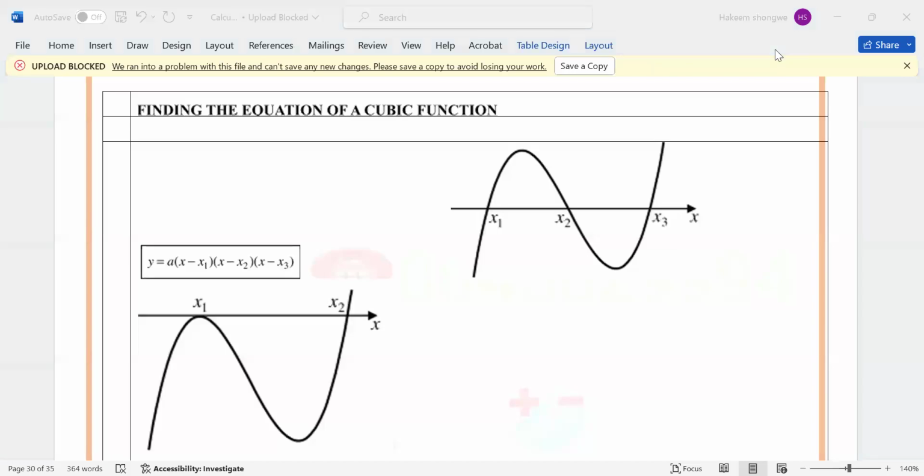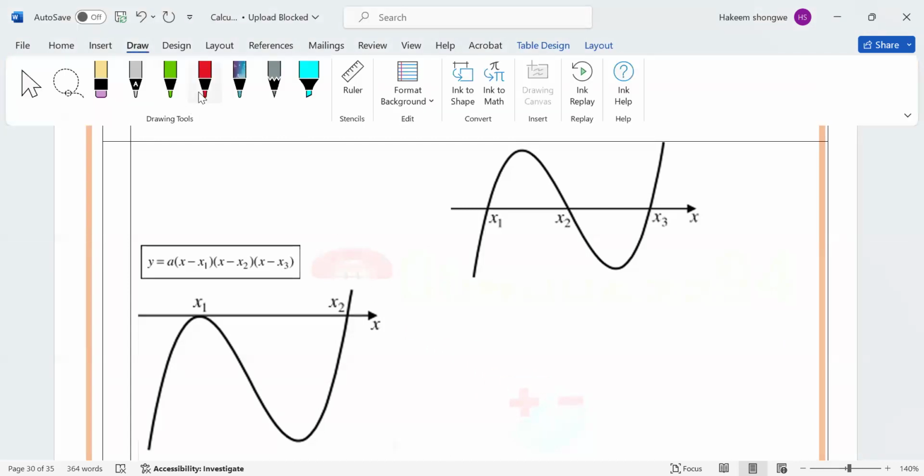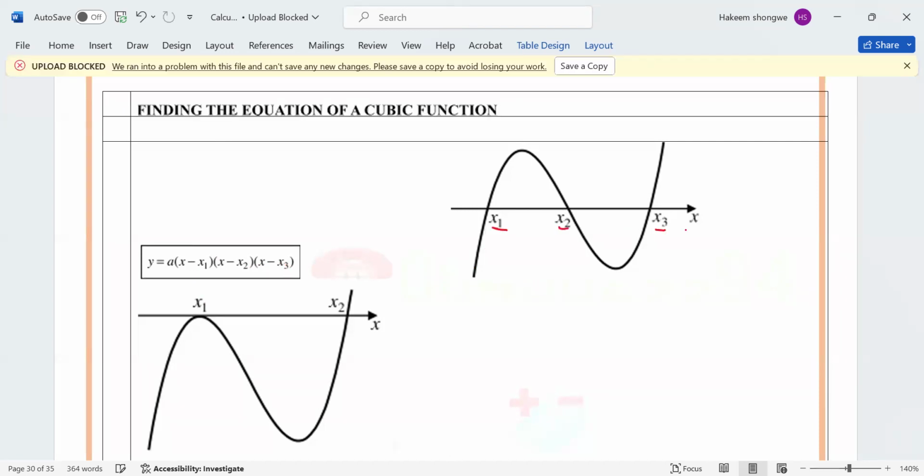A cubic function, we expect it to have 3 x values, x1, x2, and x3. Now, a learner can determine an equation of a cubic function if they are given x1, x2, and x3, all of them different. They can use the following formula, which says y is going to be equal to a(x minus x1)(x minus x2)(x minus what?